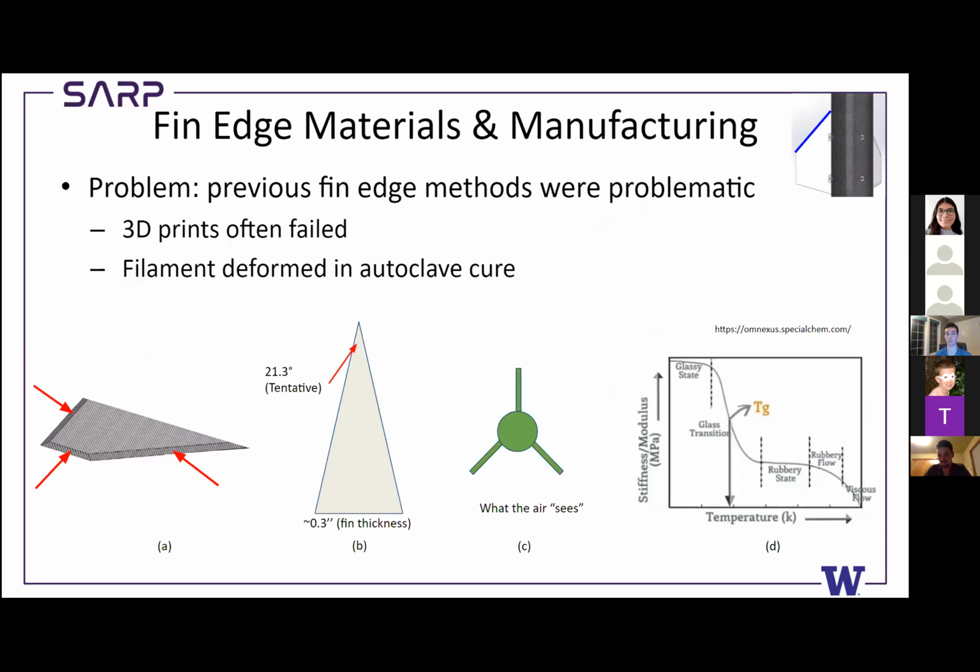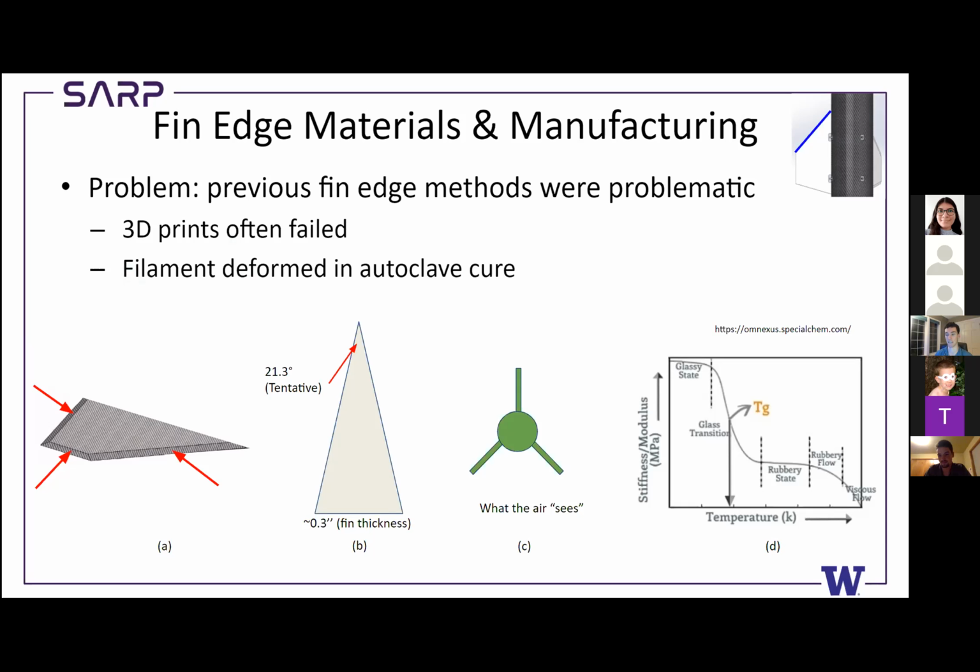So starting off with the first project, the fin edge material and manufacturing. The problem we're addressing here is that last year and in previous years, 3D printing them has been problematic. Often the prints fail, and then even if they do print correctly at first, in a subsequent autoclave cure, the material often deforms and we don't get that sharp edge we want on our fins.